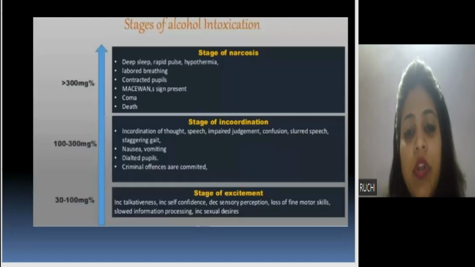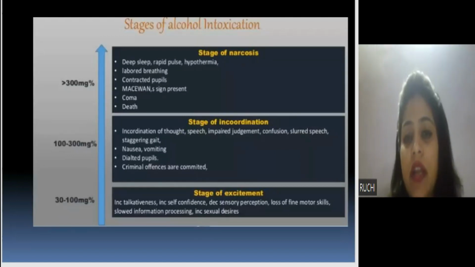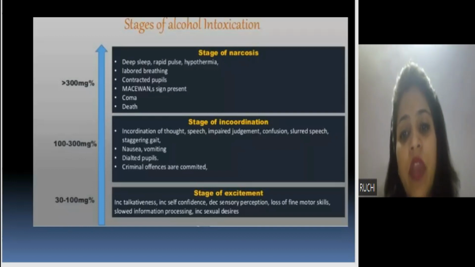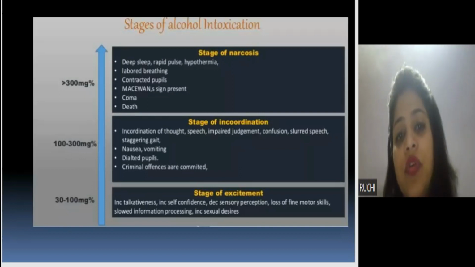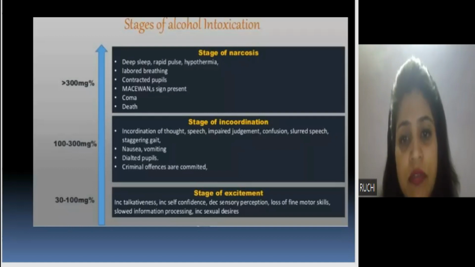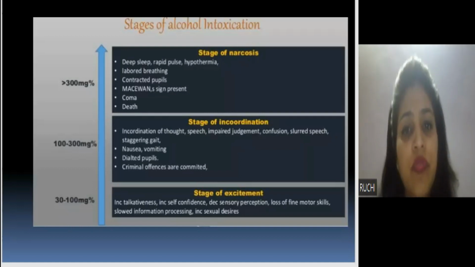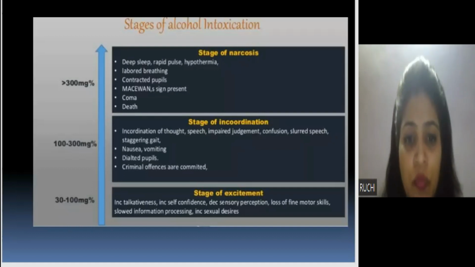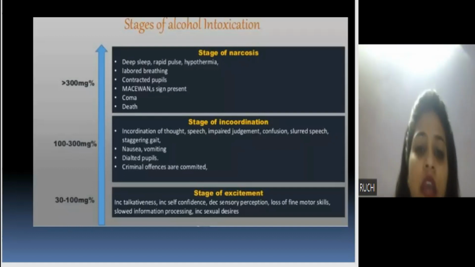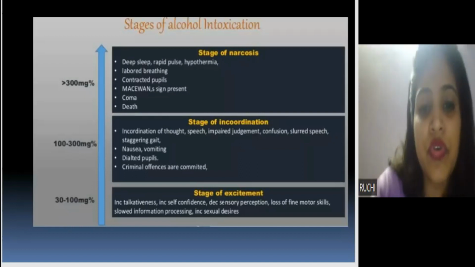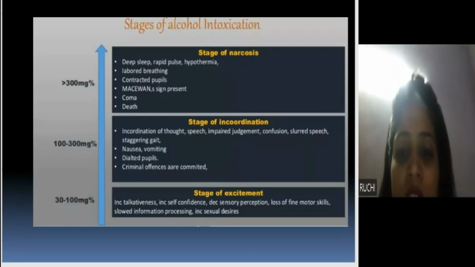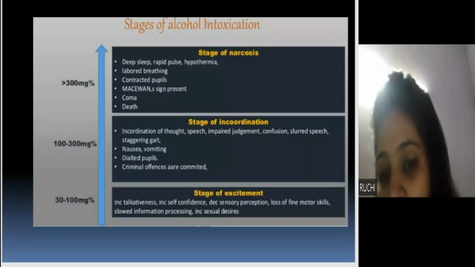So again, as per the mg percentage, or the concentration of alcohol in blood, we can see the pathway, how it goes in your blood and how it affects your system: stage of excitement, stage of incoordination, and stage of narcosis. It can depend from person to person, but usually it is seen that within a concentration of 30 to 100 mg percentage, there is a stage of excitement, which is very common.